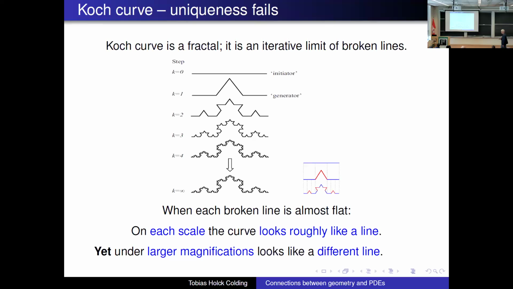And so, of course, here's an example of something that is not differentiable. It does look like a line on all small scales, but as you go to a smaller and smaller scale, it looks like a different line. So this is the famous Koch curve. That was like the beginning of fractal curves. Okay.